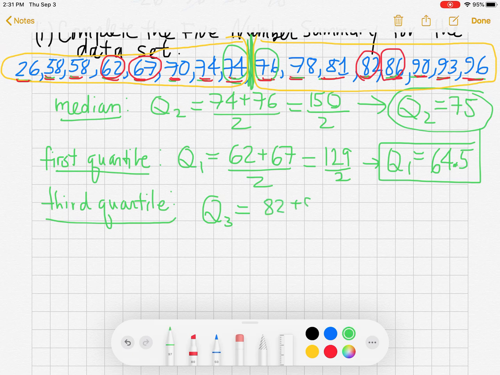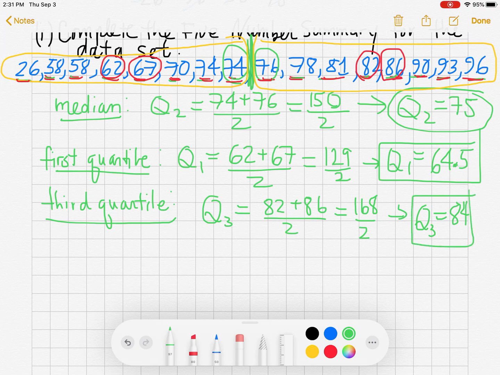So how do we do that? Well, we add 82 plus 86 and divide by 2. So that's 168 divided by 2. That should be, what is that, 84? Yeah, 84.